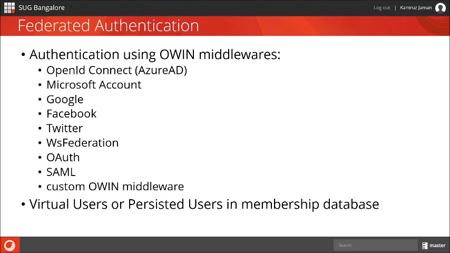So Sitecore has now implemented this using OWIN middlewares. It has support for a whole bunch of different authentication providers out of the box. So you've got your usual Google, Facebook, Twitter. You can add Azure AD, and then there's some open protocols such as OAuth and SAML. You can also go and create your own custom middleware if you really wanted to.